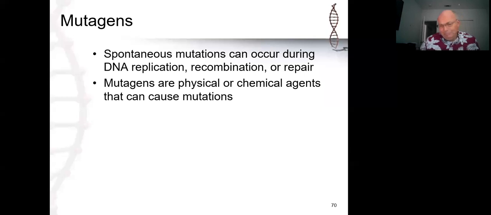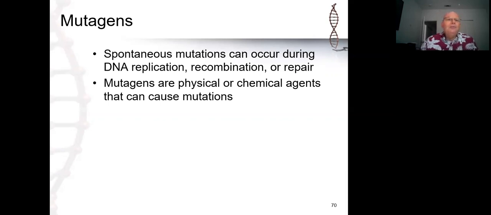If there's no template for the DNA polymerases to use to add in the correct nucleotides during DNA repair, they're just going to add in random nucleotides. Or if the repair mechanisms fail to repair damage to the DNA, then again, the DNA polymerases are just going to add in random nucleotides as they try and read through the damage, because they're not going to be able to recognize the nucleotides and add in the correct nucleotides. All of those are going to result in mutations.